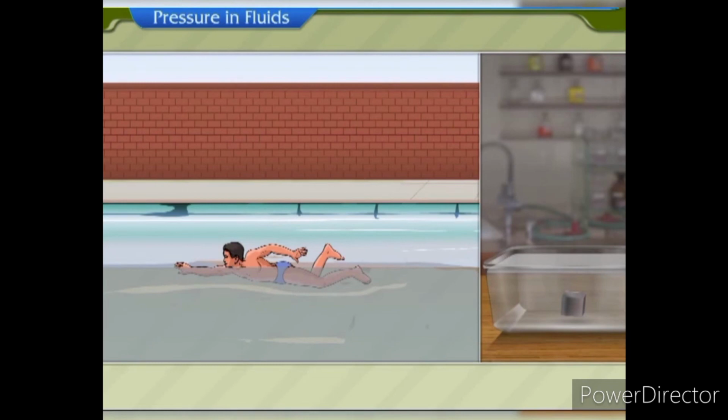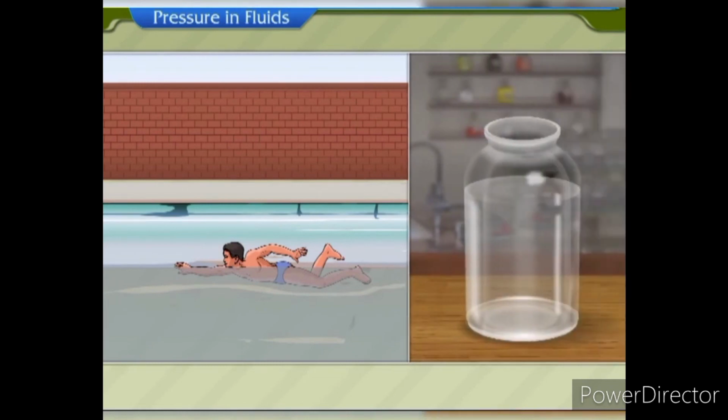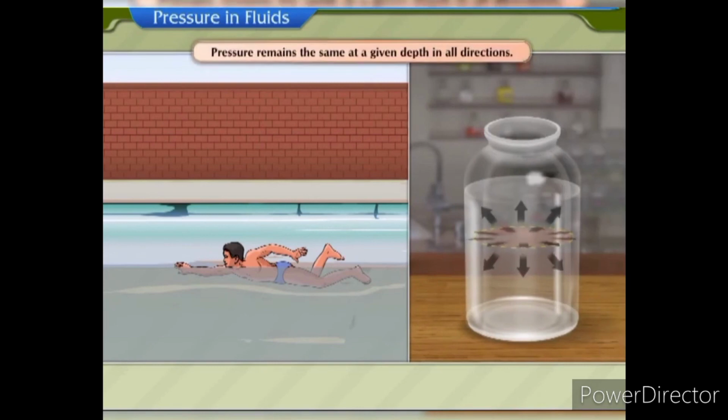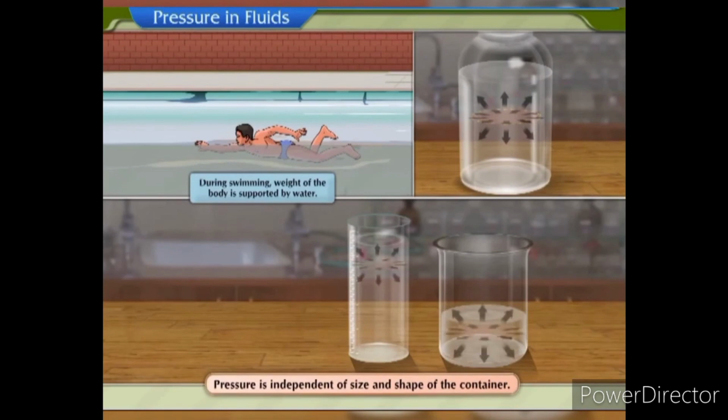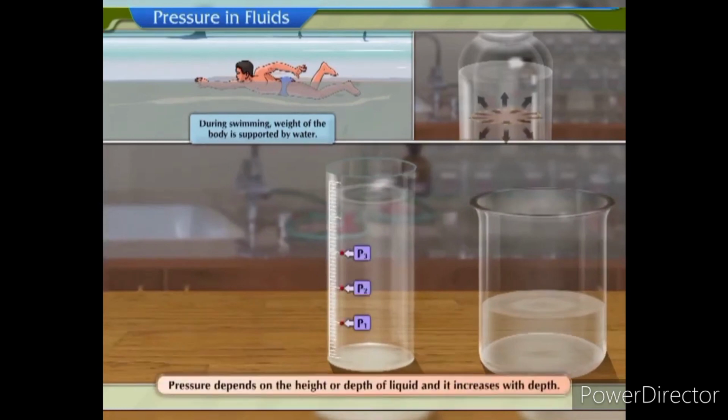From this activity, it is clear that at a given depth, pressure remains the same in all directions. Pressure is independent of the size and shape of the container, but it depends on the height or the depth of the liquid. Pressure increases with depth. It also depends upon the density of the liquid.